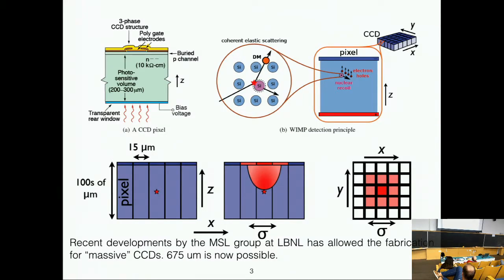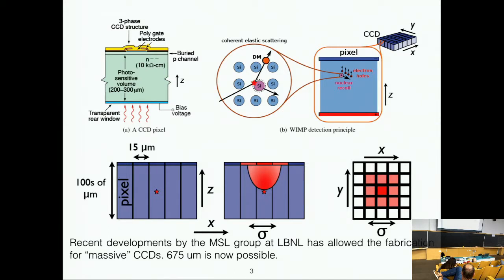So what we do for dark matter is have a big chunk of silicon. Recent developments in astronomy have moved to much thicker CCDs, and for that reason we now have massive CCDs.